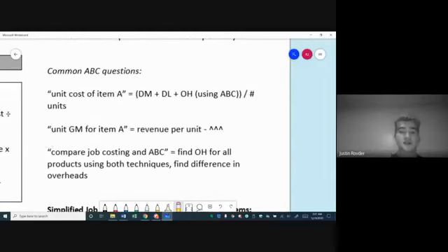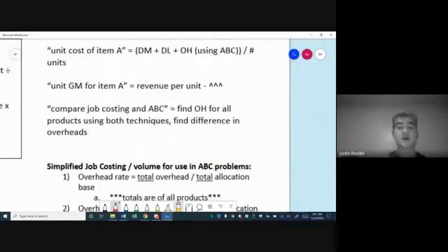Now, the third type of question that they may ask you is to compare job costing and ABC costing. So to do this, all you need to do is find the overhead for all the products using both of the techniques, and then just see how far off they are from each other.